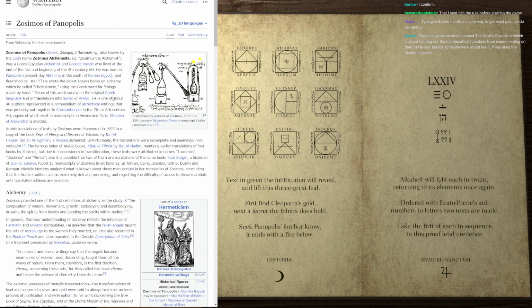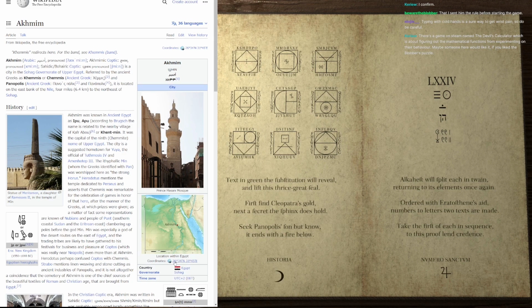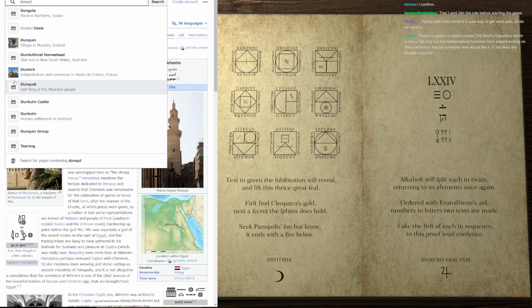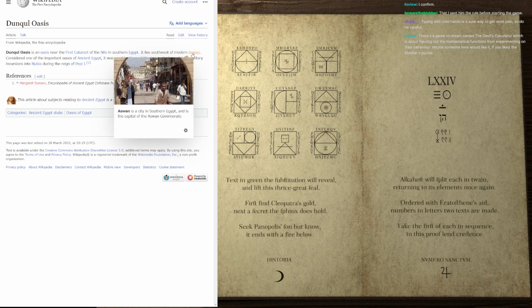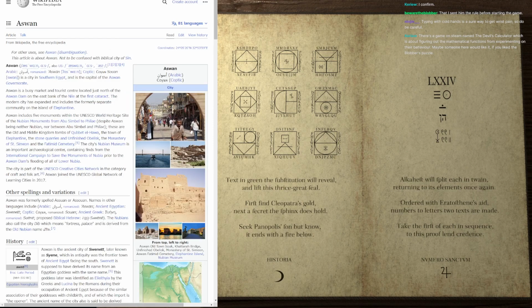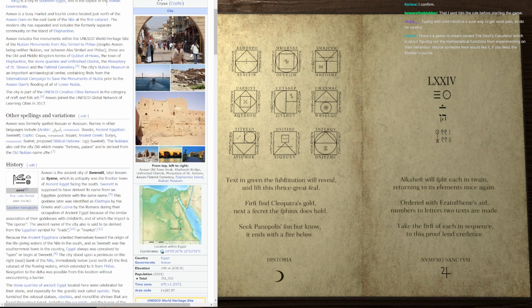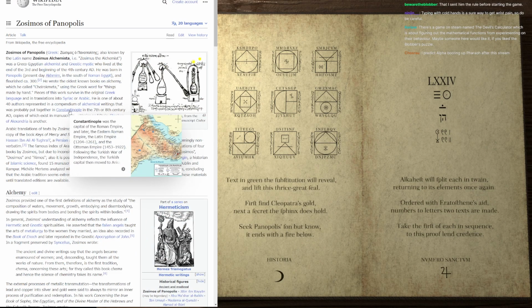Huh, probably near Dunkel Oasis. Should we check? No, I think Dunkel was here, right? Dunkel Oasis. Near Aswan. So yeah, that's very far away. That's, sadly, not near Dunkel.